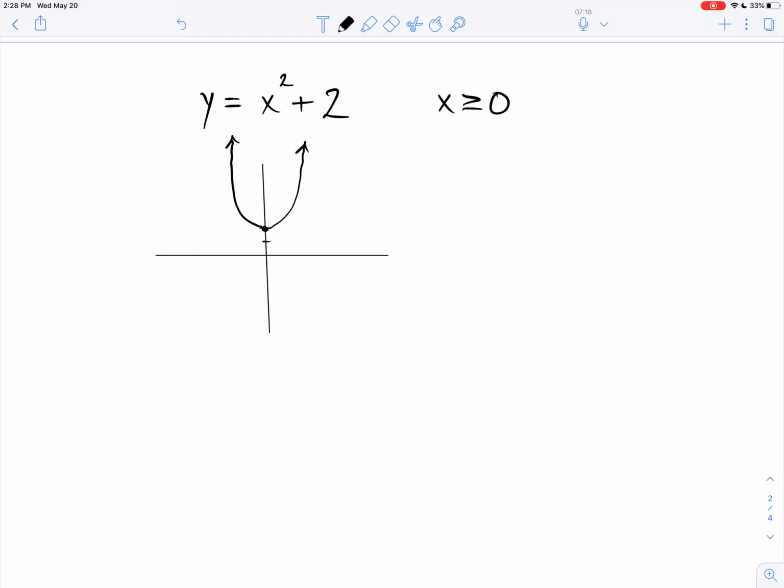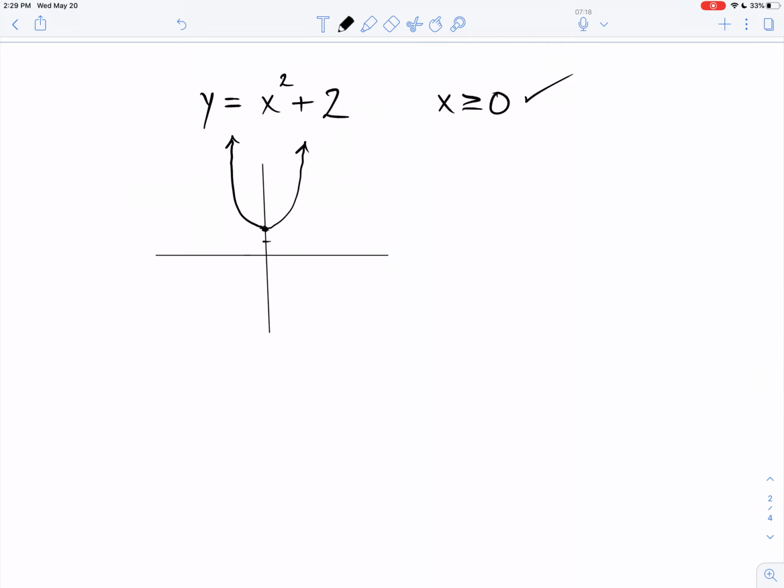But this parabola is not 1 to 1. If I draw a vertical line and I hit it in one spot only, it's a function. That's cool. That's on your AP Calc summer packet. But if I draw a horizontal line and I hit it in more than one spot, it means it's not invertible until I restrict it.